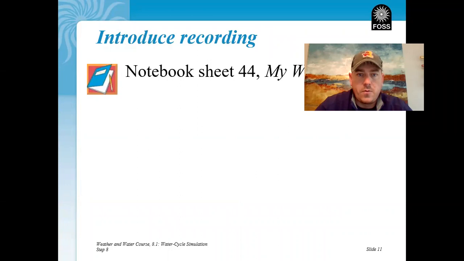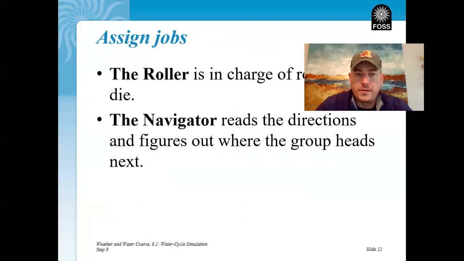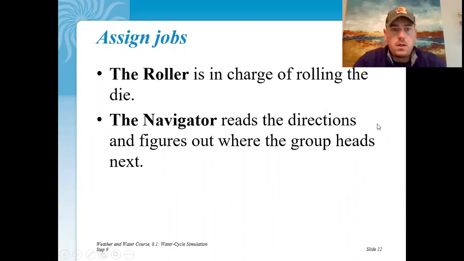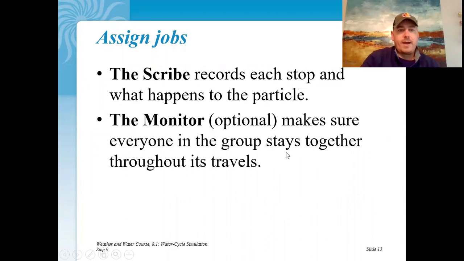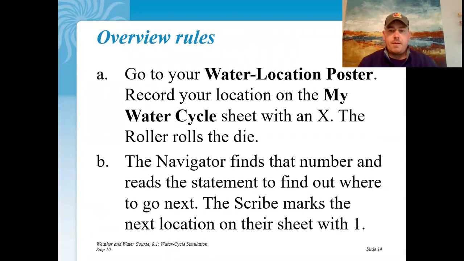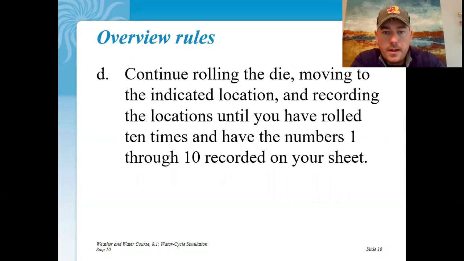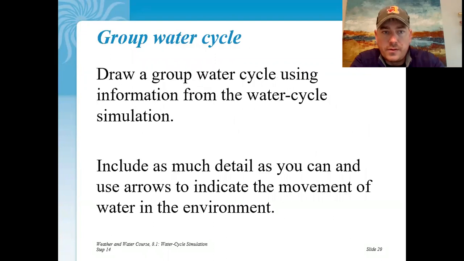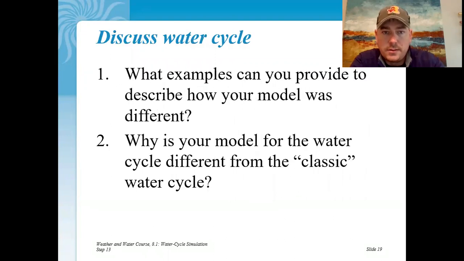And then we had notebook sheet 44, which is the water cycle. Let me move my screen out of the way here. So we had the jobs, the roller, navigator, scribe, and monitor. And we went through and we did 3 different trials of this. 1 through 10, 11 through 20, and 21 through 30. And then you had some questions after that.